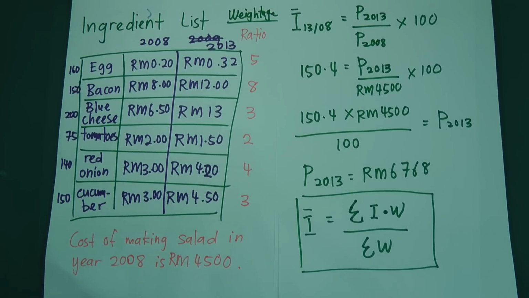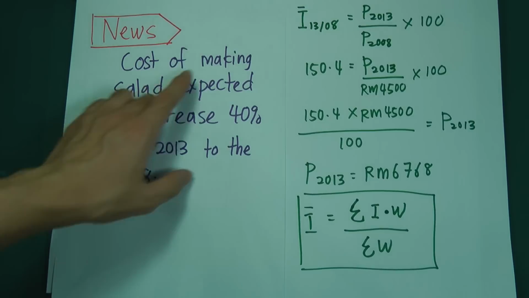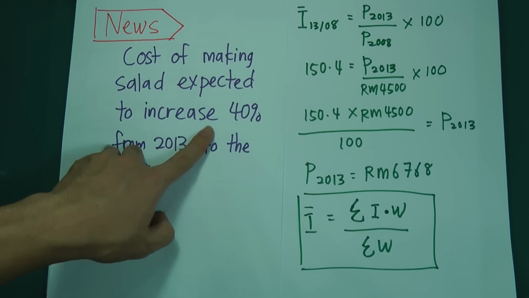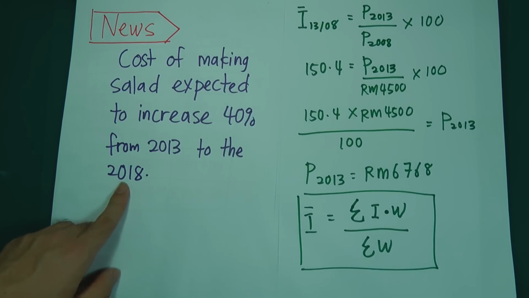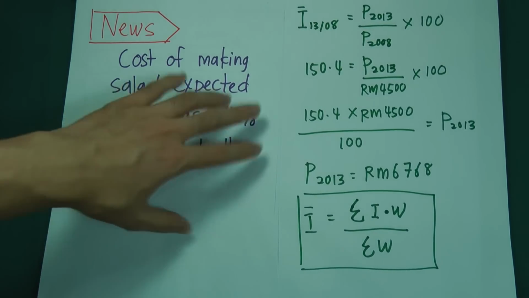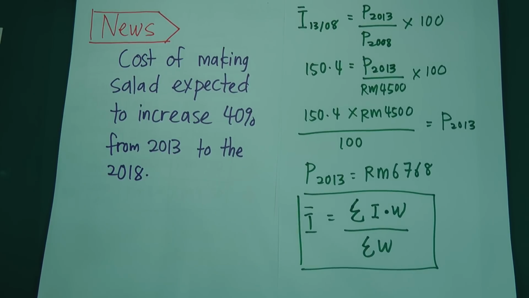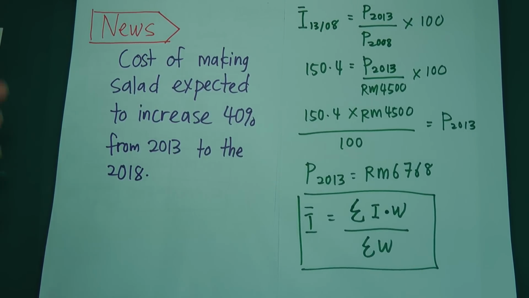And then you just got news from TV. The news says that the cost of making salad is expected to increase 40% from 2013 to 2018. Maybe there is some analyst, a person who is very good at analysis, who tells you about this news. So now you worry about your future. You worry about what price you're going to sell your salad for in year 2018, and then you just want to calculate more on that.